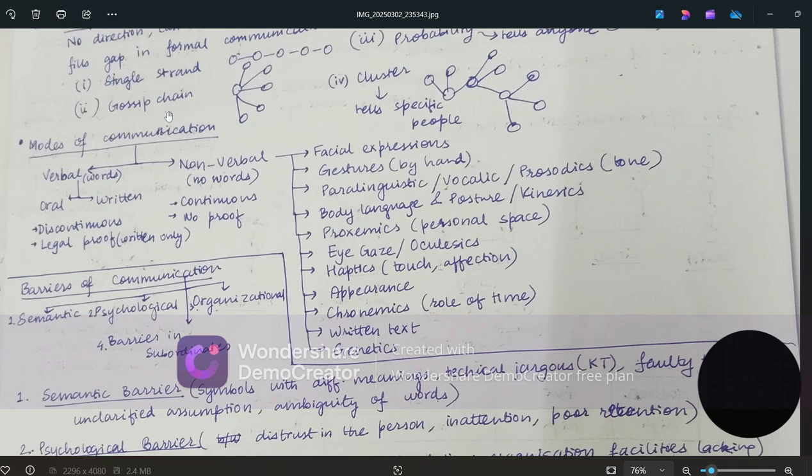Fifth can be proxemics or personal space. Sixth can be eye gaze or oculesics. Seventh can be haptics, like touch and affection you show while communicating. Eighth can be appearance. Ninth can be chronemics. It is the role of time in your communication. Tenth can be written text, and 11th can be genetics.